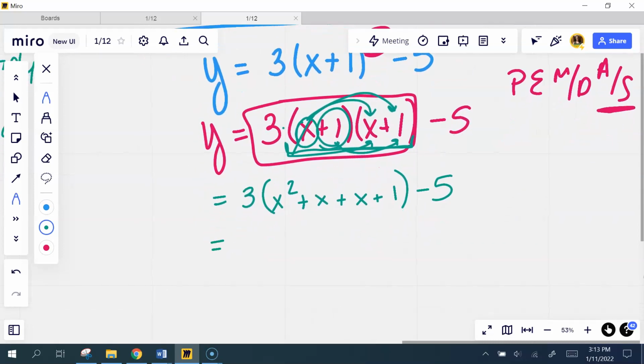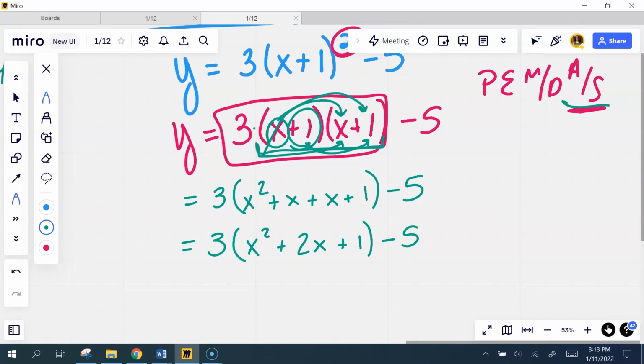I am going to clean up those parentheses just a little bit by combining my like terms. So x squared plus 2x plus 1. Again, remember, addition subtraction is last, so that outside that parentheses there is going to be absolutely last. So I need to finish all this multiplying. So I'm just going to distribute this 3 through. So 3 times x squared is 3x squared.